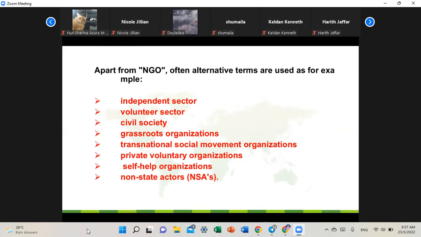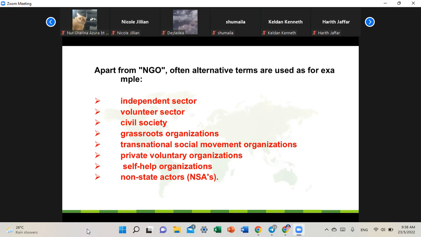Apart from NGO, often alternative terms are used, for example, independent sector, volunteer sector, civil society, grassroots organization, transnational social movement organization. The ICRC is another example of a transnational social movement organization, in which the ICRC has offices in a lot of countries. The last time I remember, if I'm not mistaken, the office was in Sembulan, but I think they have already moved to other areas now.